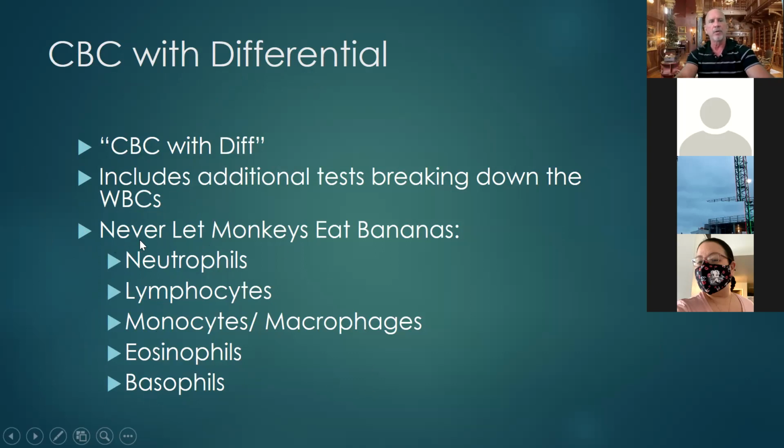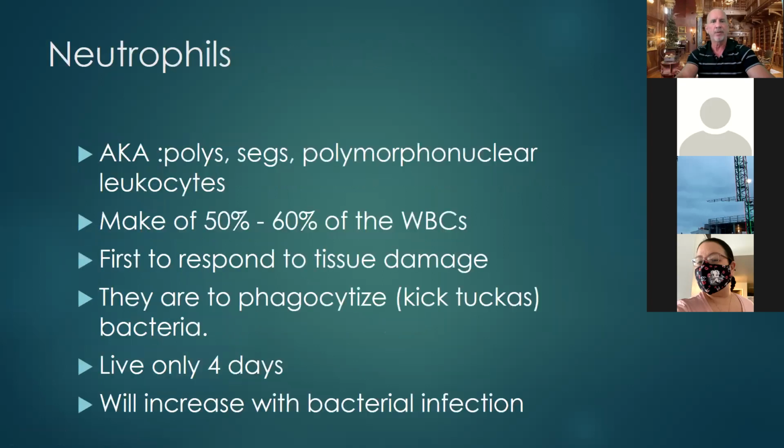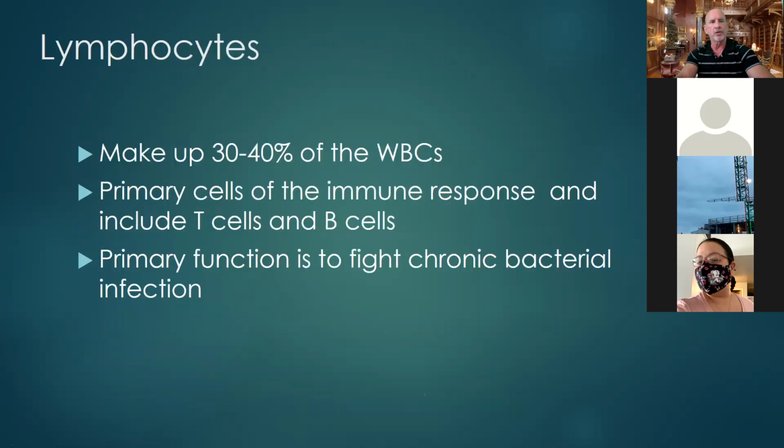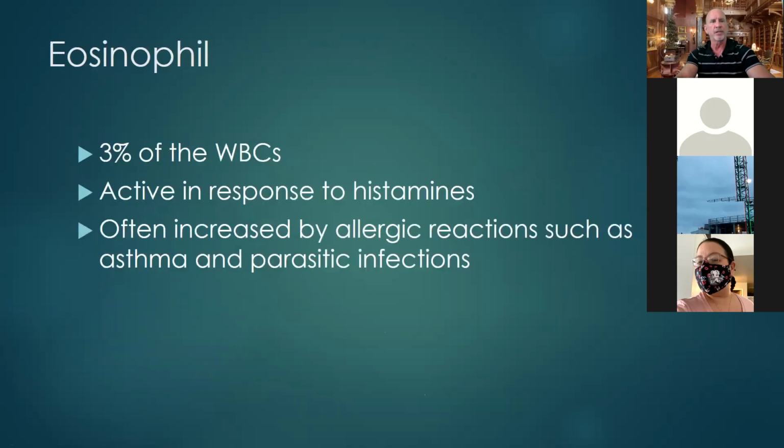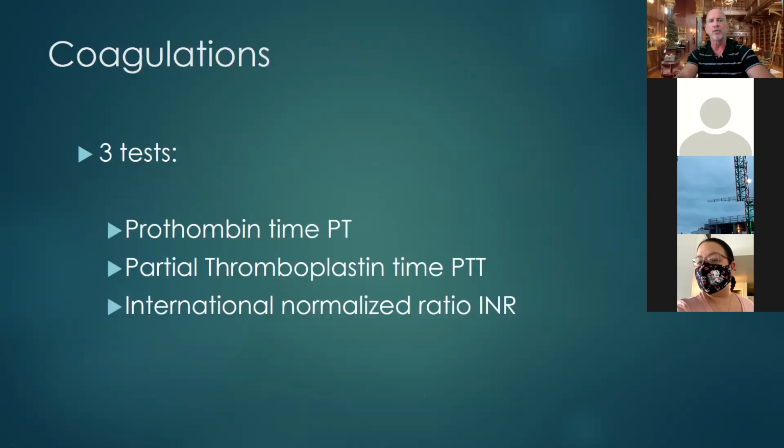It's a cute little acronym though. Never let monkeys eat bananas. That's a way to remember what the 5 components of WBCs are. I hope I remember that when I get to teaching that. Now here again, here's the neutrophils, lymphocytes, monocytes, eosinophils, and basophils. I'm not going to go over those right now because we'll get to them when you get that class. And I really am going much over what I wanted to go.